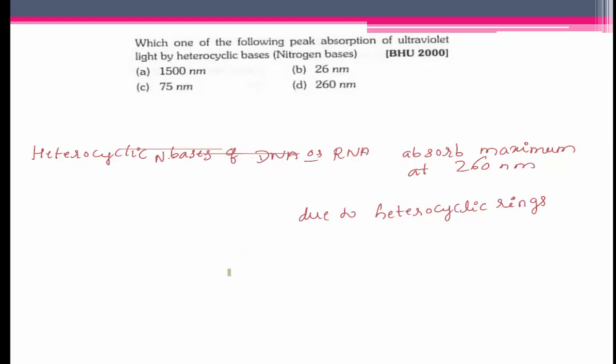Which one of the following is the peak absorption of ultraviolet light by heterocyclic bases, that is nitrogen bases? The answer is 260 nanometer. As the nitrogen bases are heterocyclic compounds, they absorb ultraviolet light of 260 nanometer.